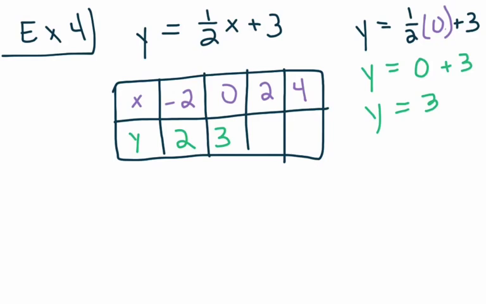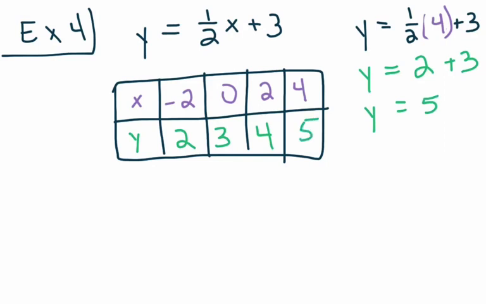Next I'm going to substitute in 2 for x, and so I get y is equal to 1/2 times 2 plus 3, well, half of 2, if you have $2 and somebody takes away half your money, you're left with $1, plus 3, bring down the plus 3, so I have y is equal to 4, so that's my third y value. And lastly, I substitute in 4 for x, so I have y is equal to half times 4, 1/2 of 4 is going to be 2, and bring down the plus 3, so we get y equals 5.